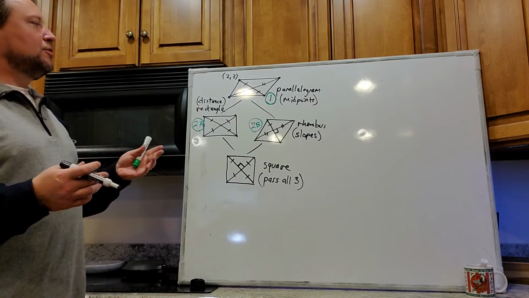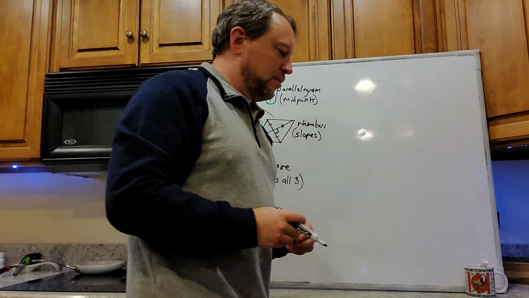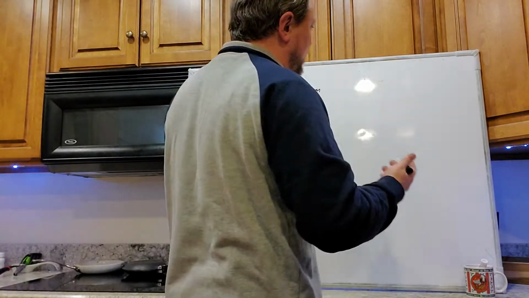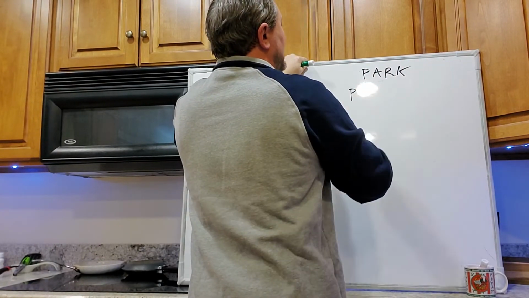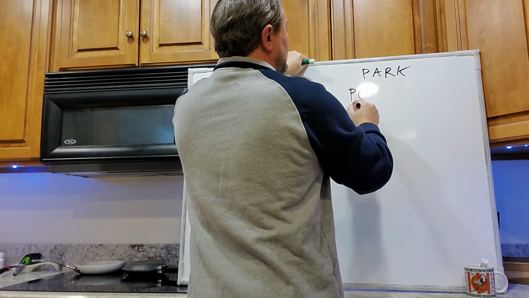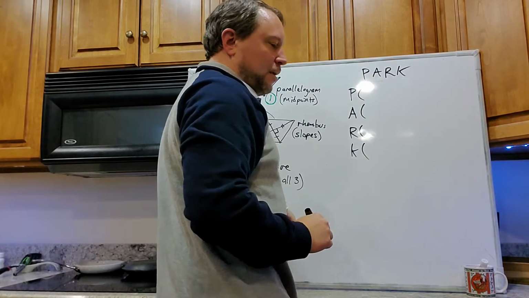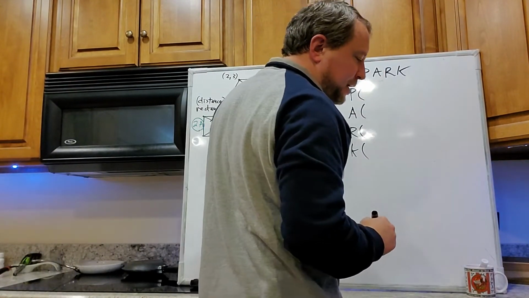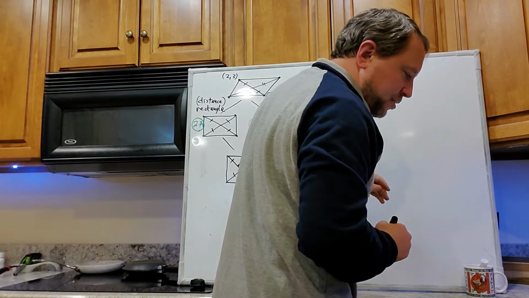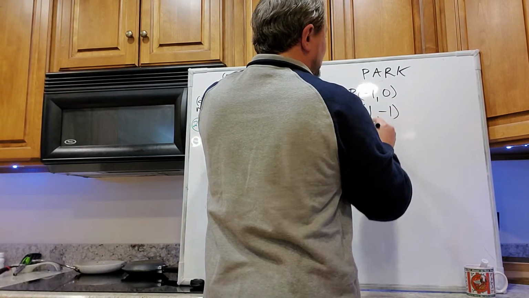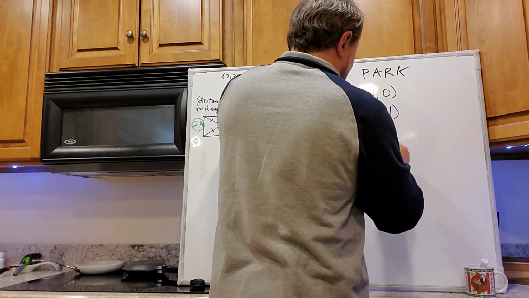So again, to show you what I mean on these problems, let's do a few of these together so that hopefully you start to catch on. I'm going to start out with a figure that we're going to call Park, P-A-R-K. And in that figure, I'm going to give you the coordinates of P, A, R, and K. Let's say that P is located at (-1, 0), and A is located at (1, -1). And R is located at (2, 1), and K at (0, 2).